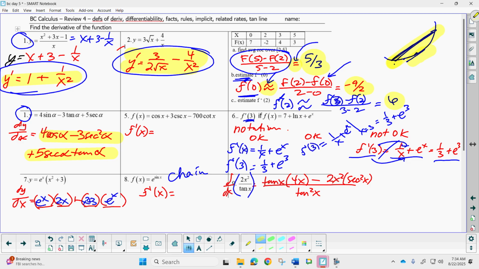6, pay attention to notation here. I'm a little picky about my notation. Not picky, I demand that you show good calculus. When you have the derivative at a value, I should generally see 2 steps. One for the general derivative, 1 over x plus e to the x, and then another for the value going in, 1/3 plus e cubed.